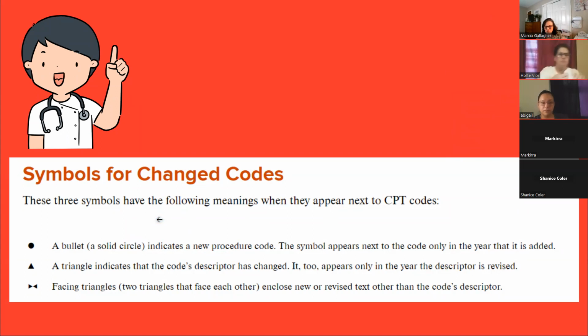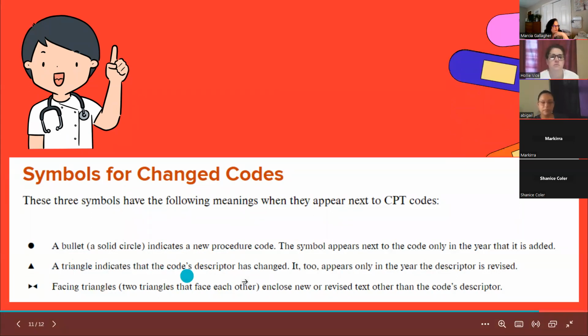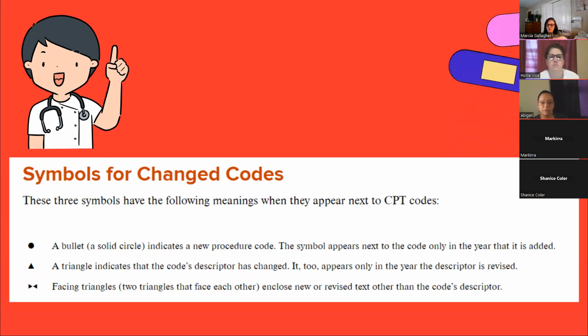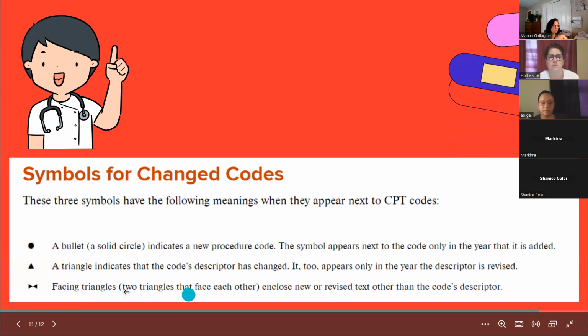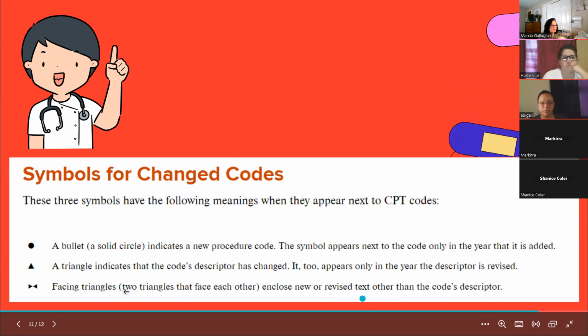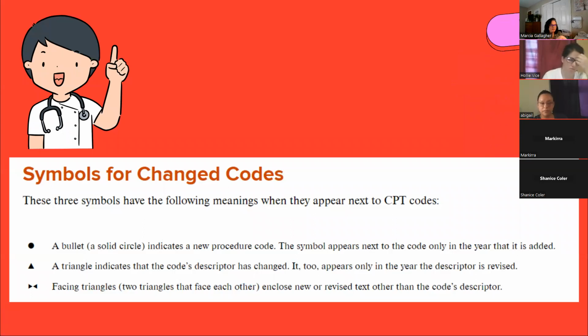Is that really going to affect you in any way? No, but when you've been coding for 10 years and you get your new CPT manual, you may not know what to look for until you're in there looking for something and you're like, oh, that's a new code. Triangle indicates the code description has changed because, again, with medical advances, sometimes they're going to update some descriptions. And then the facing triangles enclose new or revised text. So those are revised codes. So not a real big deal, but just to kind of give you some information on that.